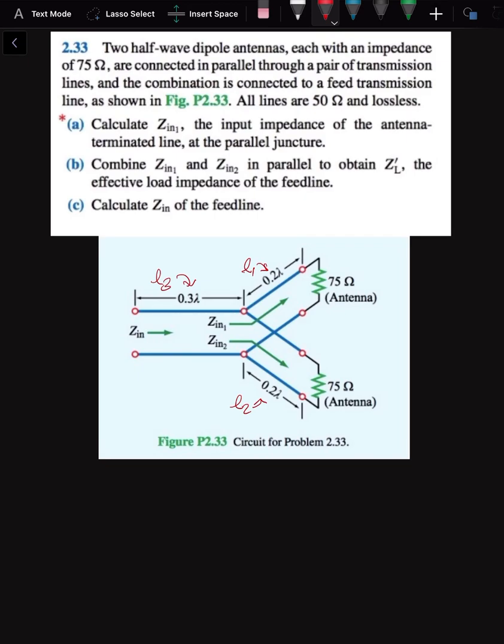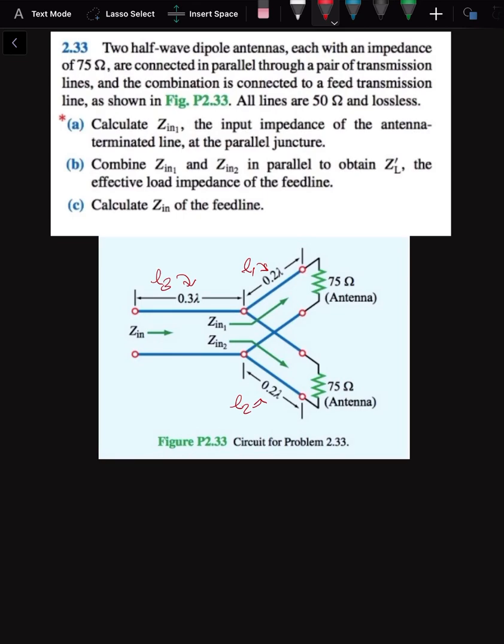In this video, we are covering problem number 33 of transmission lines from Fundamentals of Applied Electromagnetics. The problem says two half-wave dipole antennas, each with an impedance of 75 ohms, are connected in parallel through a pair of transmission lines, and the combination is connected to a feed transmission line, as shown in figure P2.33. All lines are 50 ohm and lossless.